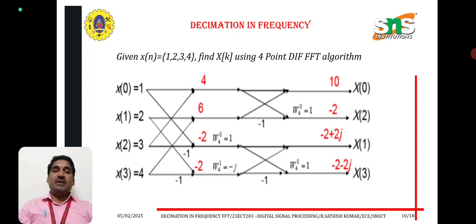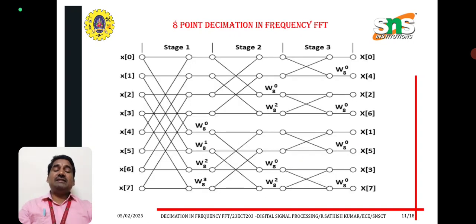This is the decimation in frequency FFT. Now, this is the 8-point decimation in frequency FFT. The input must be in normal order. First, we are going to compute the 8-point DFT.